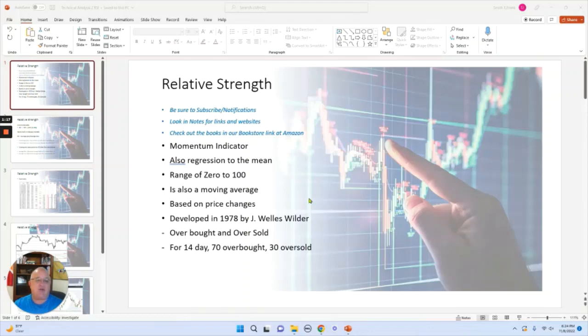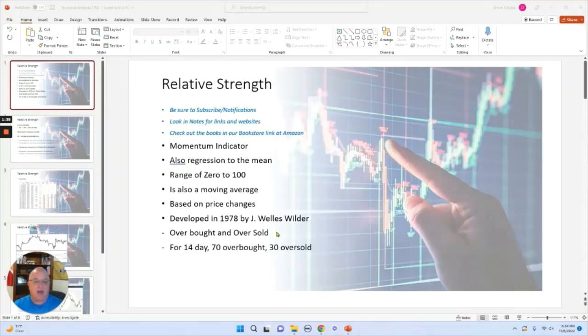It's also a moving average, and we'll see that when we calculate it tonight, that you use a 14-day, and then tomorrow you'll use a 14-day, but drop what would be now the 15th day and so forth. It is based on price changes, simply up or down, gain or loss day to day. Developed by a guy named Wilder back in 78. And it does have overbought and oversold.